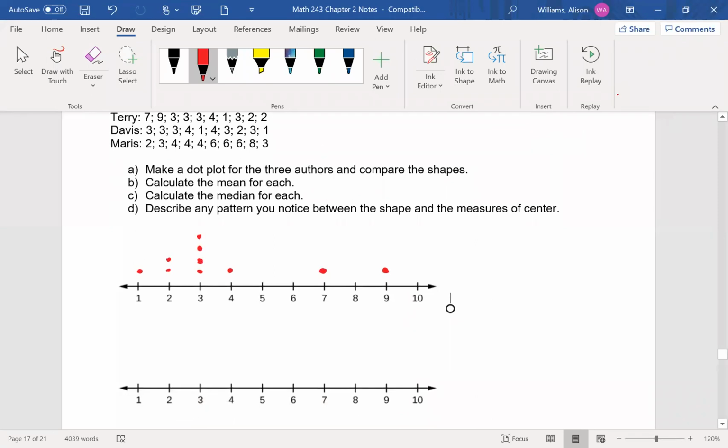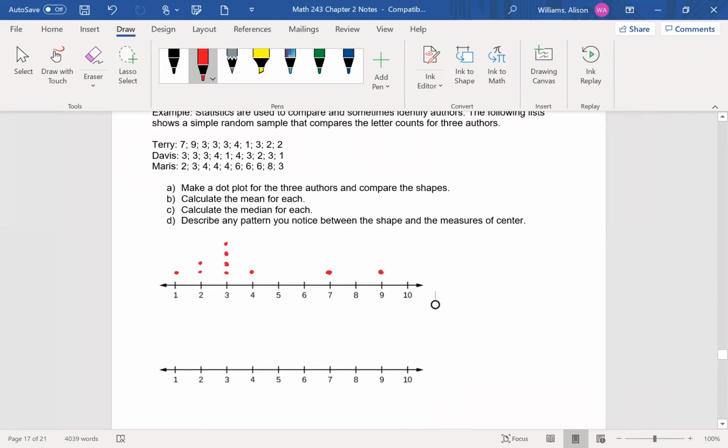All right, let's go to Davis here. I'm going to zoom out since I want to be able to compare these. Davis had 3 threes, a 2, a 3, a 4, a 1, another 4, and more 3s. Sorry, I lost track there. So 3 threes, a 4, a 1, a 4. There's also a 2 I skipped over, and a 1. There we go.